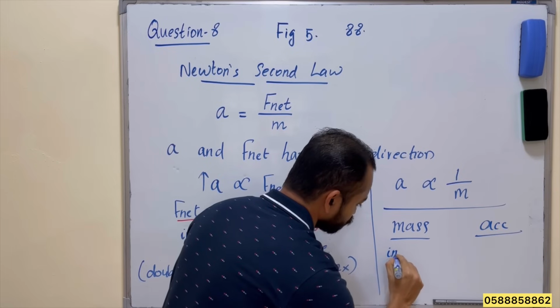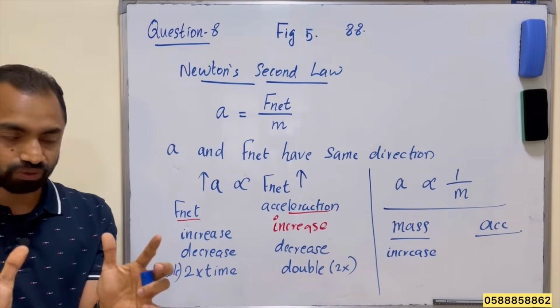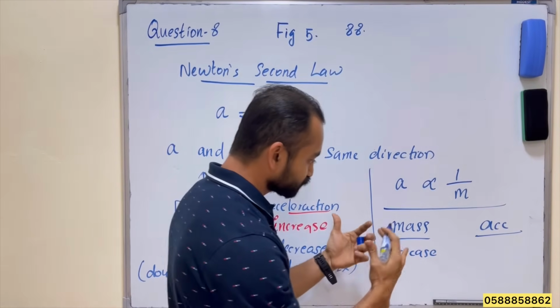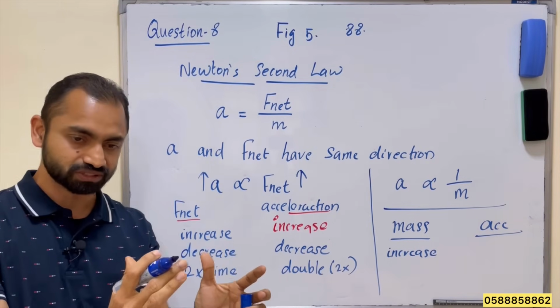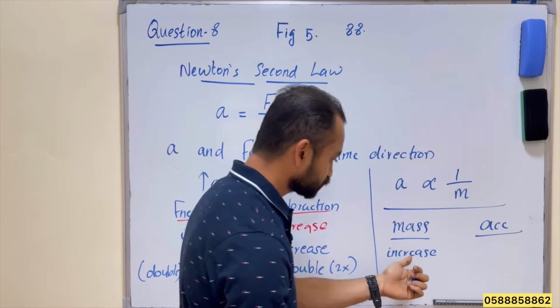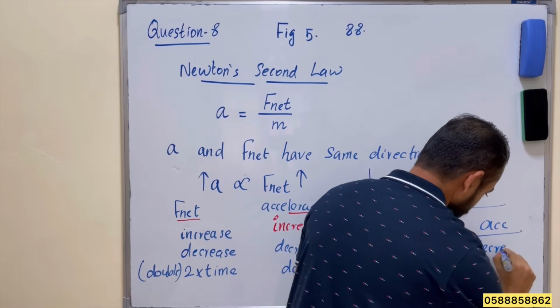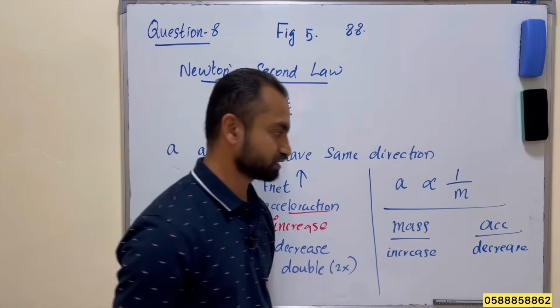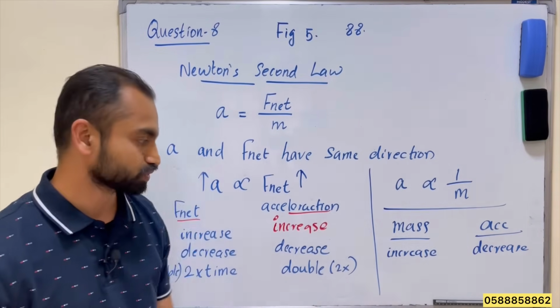When the mass of the object increases, the force is not changing. For a constant force, the same force is applied on another object with a greater mass. So what will be the acceleration? Acceleration will decrease. When mass increases, acceleration will decrease, because acceleration is inversely proportional to mass.